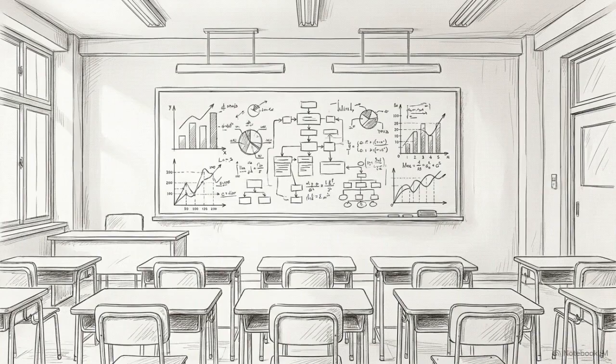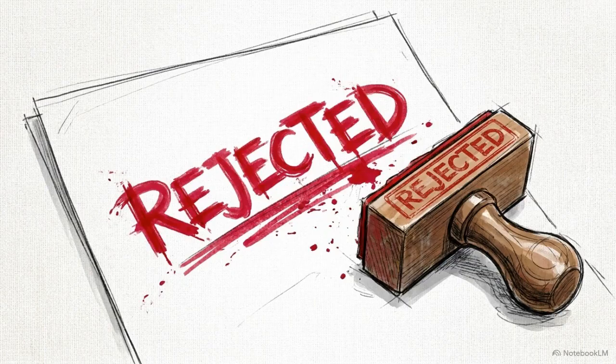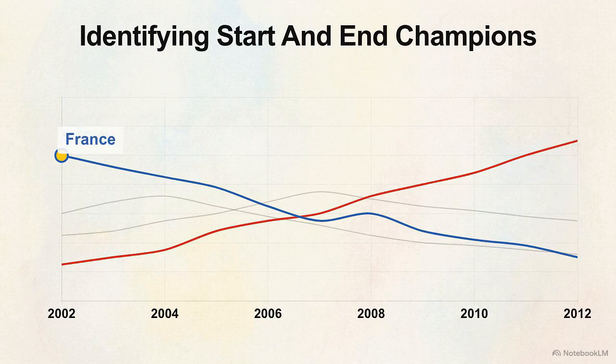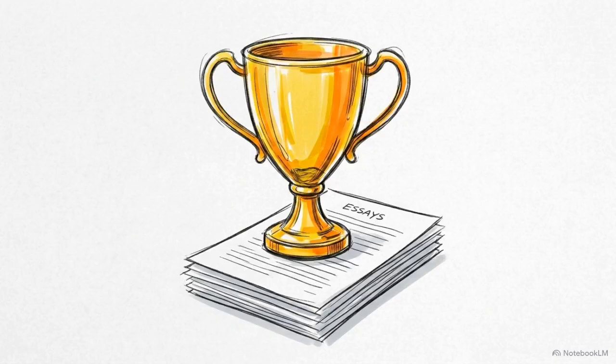Keep your standards high here. If a highest point or a gap isn't obvious enough to see from across the room, it is not an extreme. Leave it out. France starting at the top, and the UK finishing at the top. These are the highly visible key features that elevate a generic summary into a clear Band 7 overview.